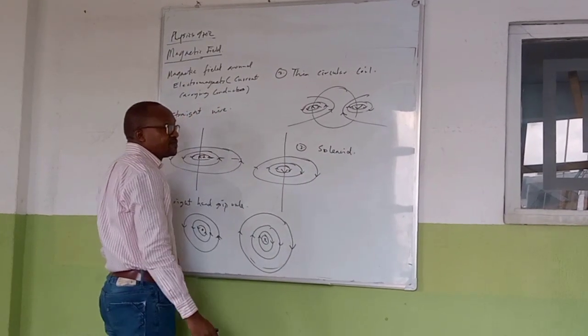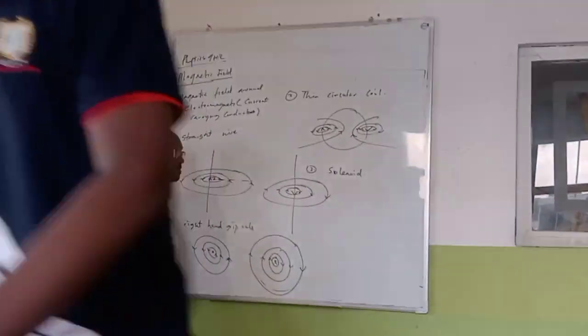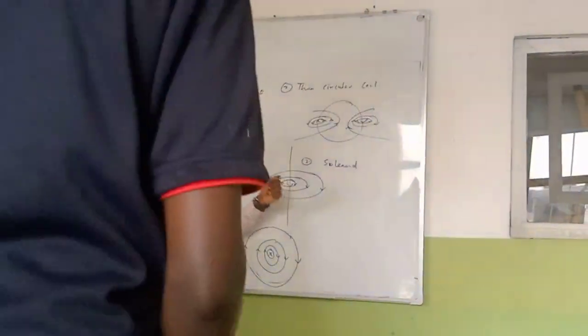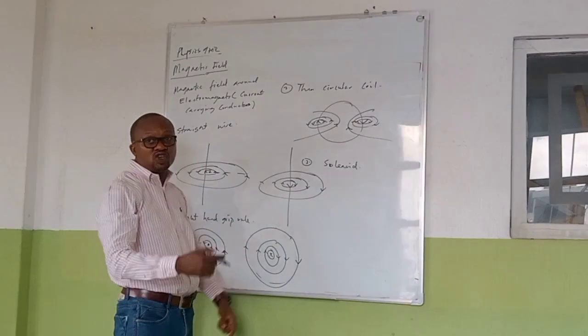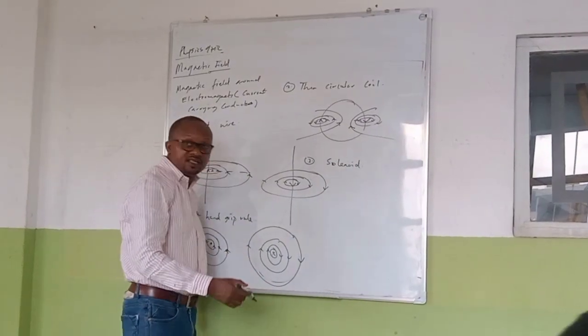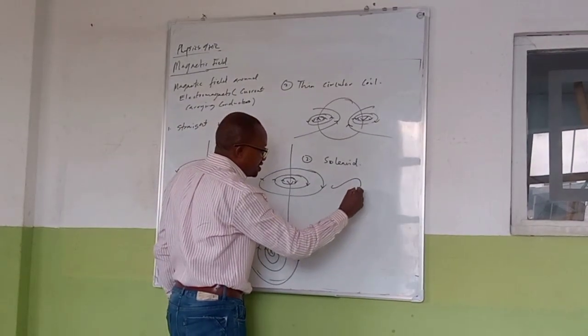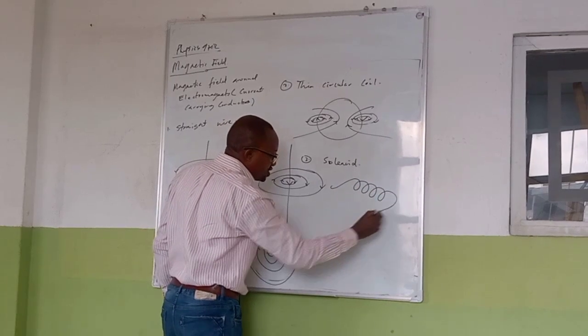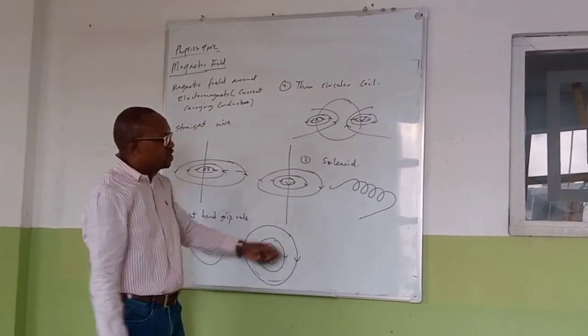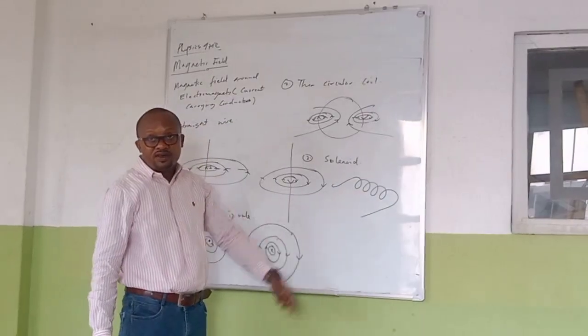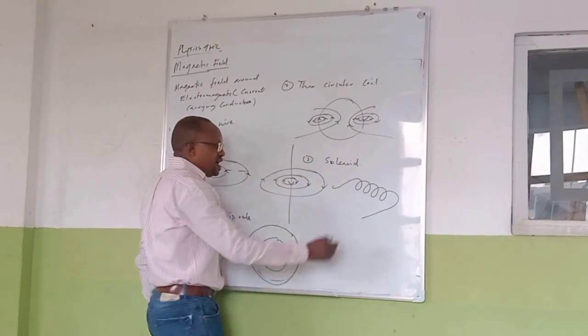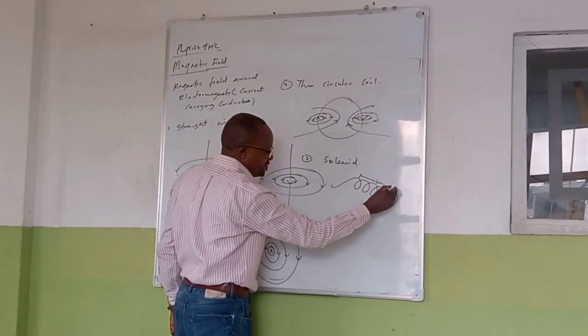A solenoid. What did you say about the solenoid? A solenoid is simply coils of wire. So if you have a wire that has been wound into several turns like this, how many turns are contained in this solenoid? You have 4 turns. And let's say this solenoid is of length L.